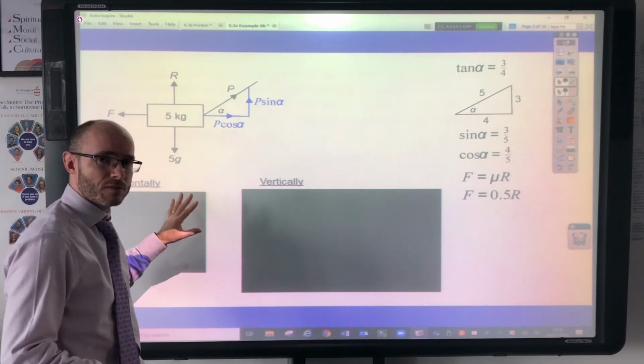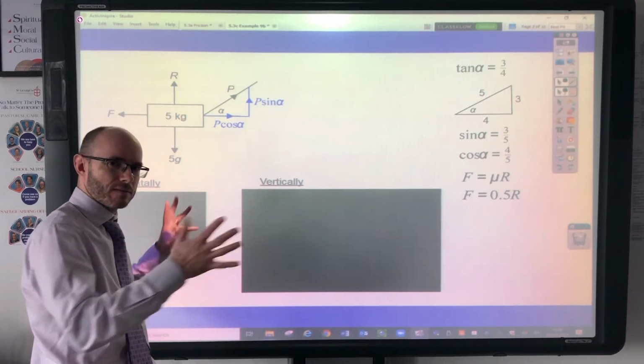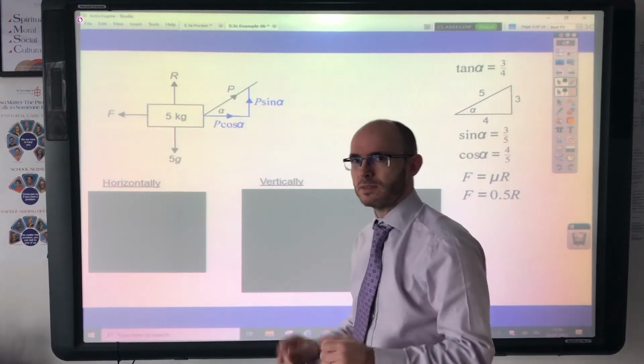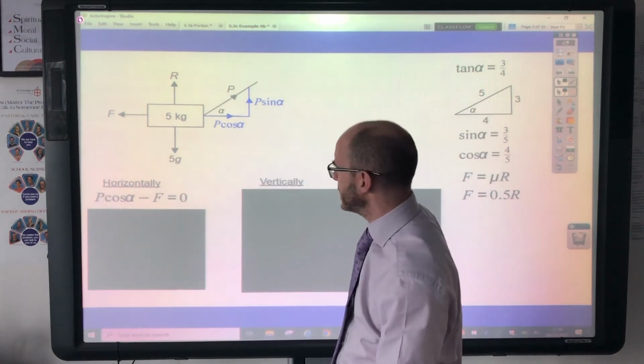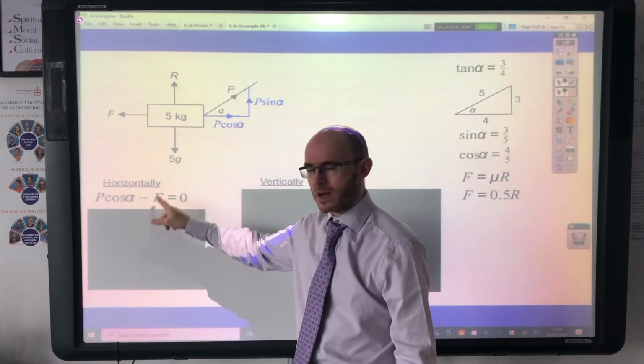Horizontally, an equation for that. Maybe think about it and then pause the video. Unpause it when you're ready, but I'm not going to give you too much time. Hope you're quick with the old pause there. So here we go: P cosine alpha minus F equals 0.